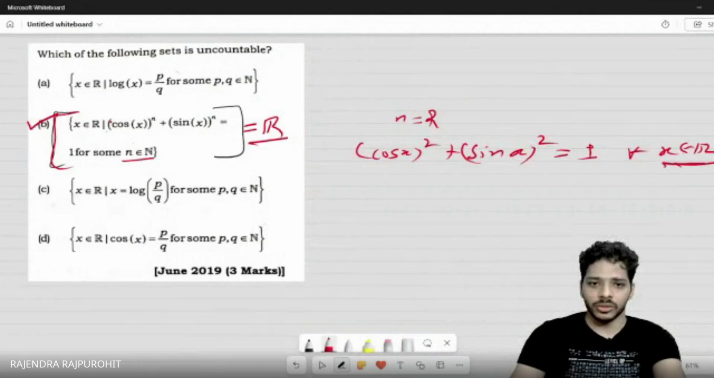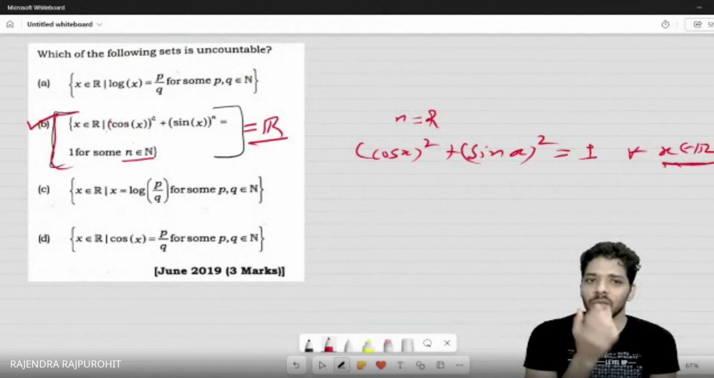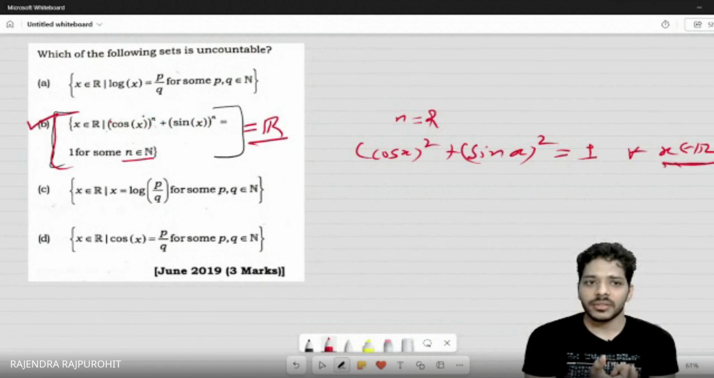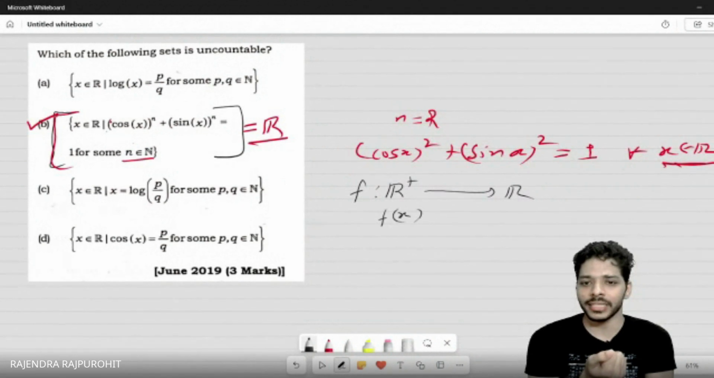Log x is 1-1 function. Exactly, yes, good, Satyam. So the very reason is that log x is actually a 1-1 function. So since log x is 1-1, what I'm doing is taking a function f from R positive to R, let's say, okay, and I want f of x equal to log x.